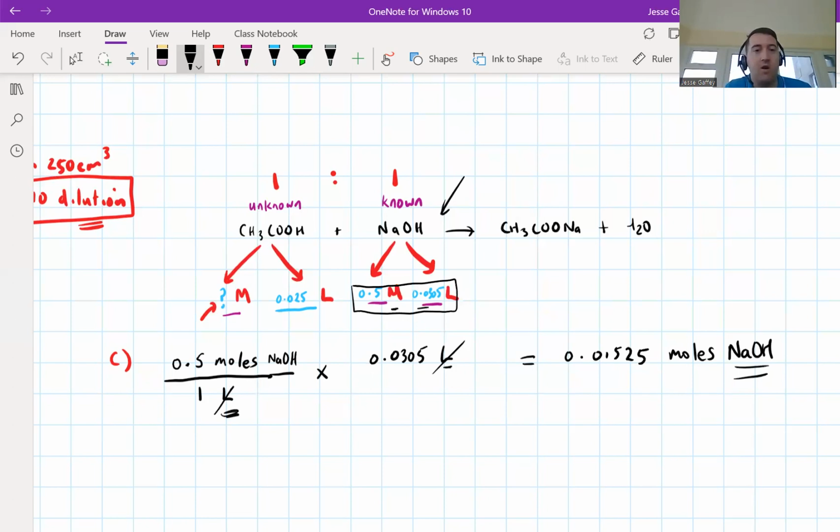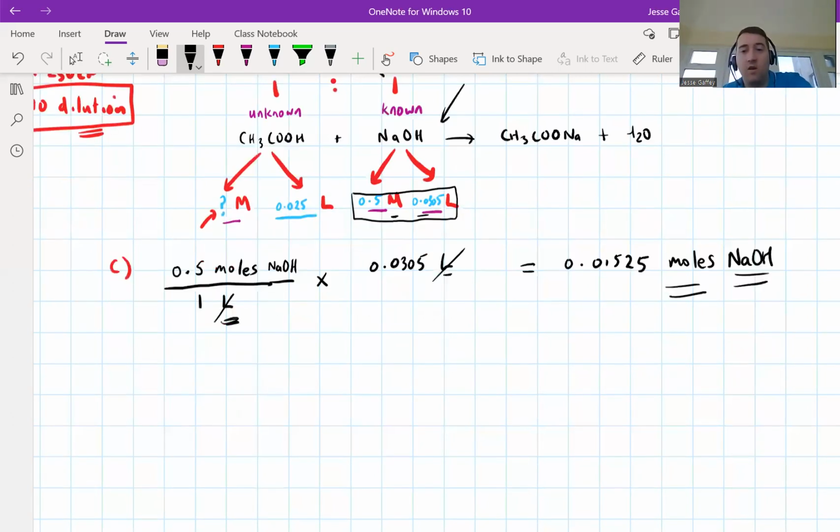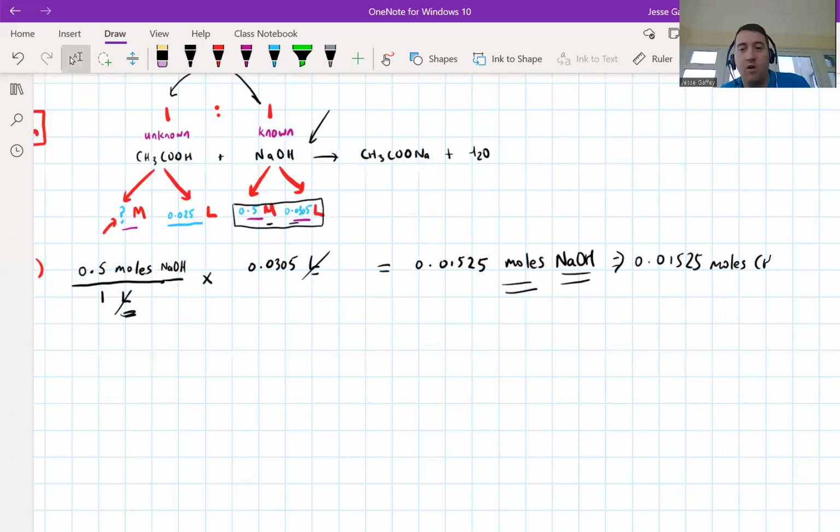Okay, the next thing we're going to look at is the ratio here. So when I was using this many moles of NaOH, how many moles of CH3COOH did I get? Well, as you can see, it's a 1-to-1 ratio. So it means I used the same number of moles of CH3COOH. Okay, so therefore, I used 0.01525 moles of CH3COOH. Okay, because it's a 1-to-1 ratio.